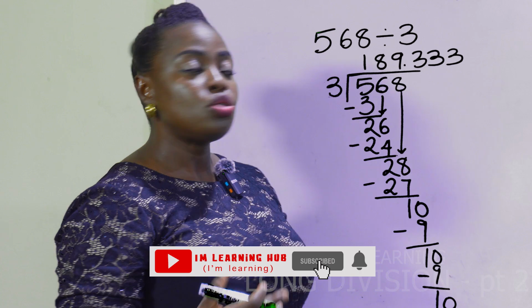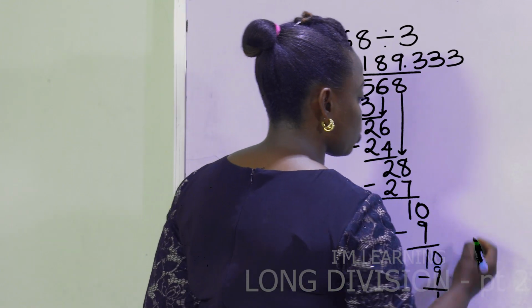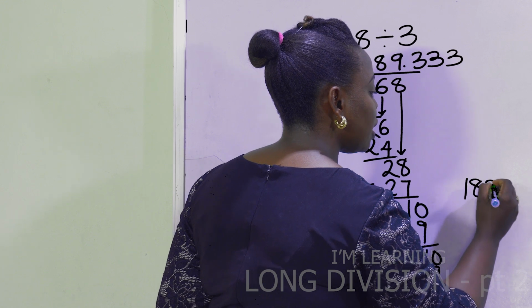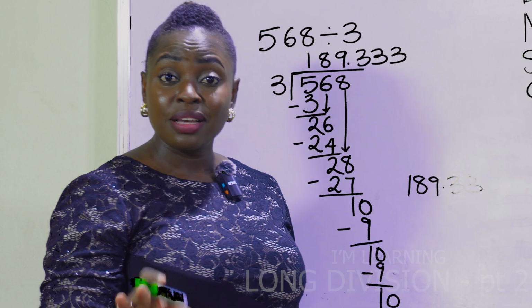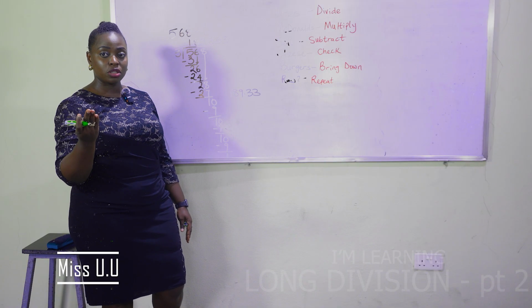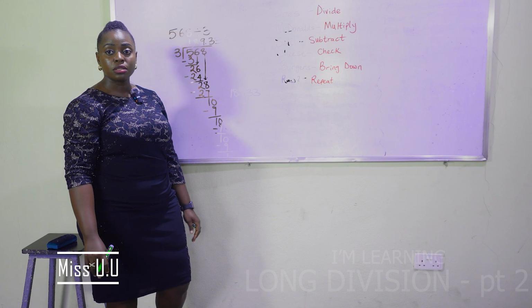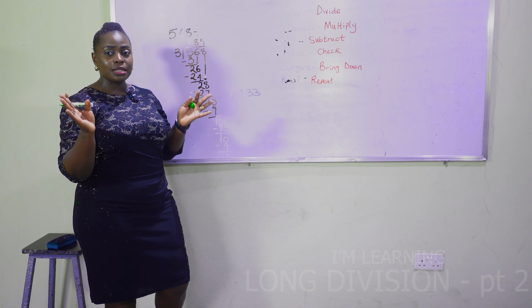Now, many times you stop here and then you write your answers to 2 decimal places. So my answer to this question will be 189.33. Unless you are asked to give an answer in 3 decimal places or 4 decimal places. But that is the answer to this question. And you just leave it the way it is. All right? And it's that simple.